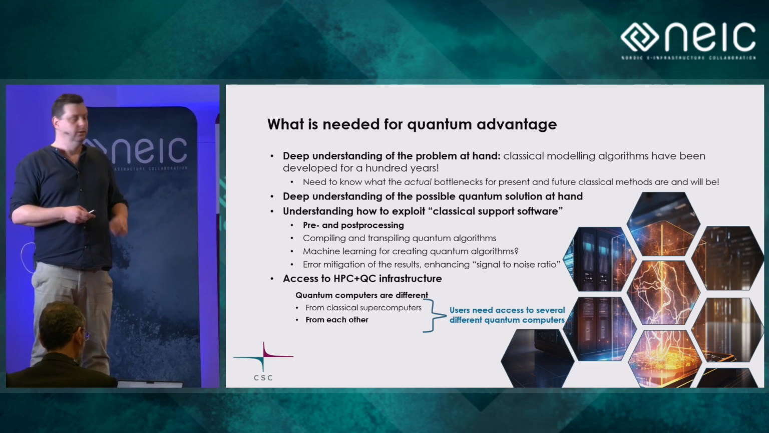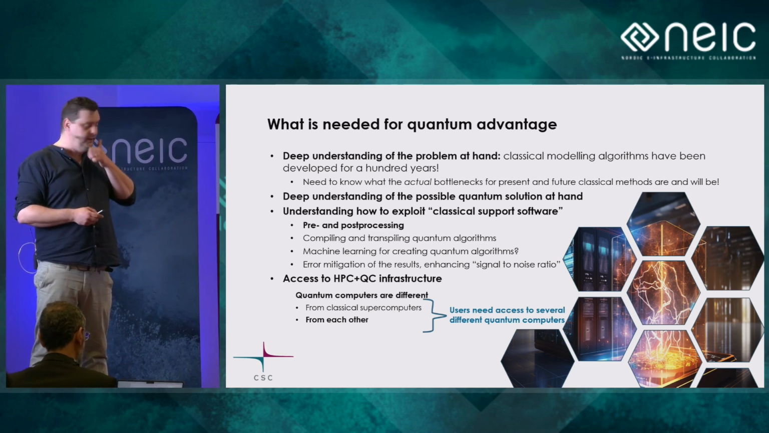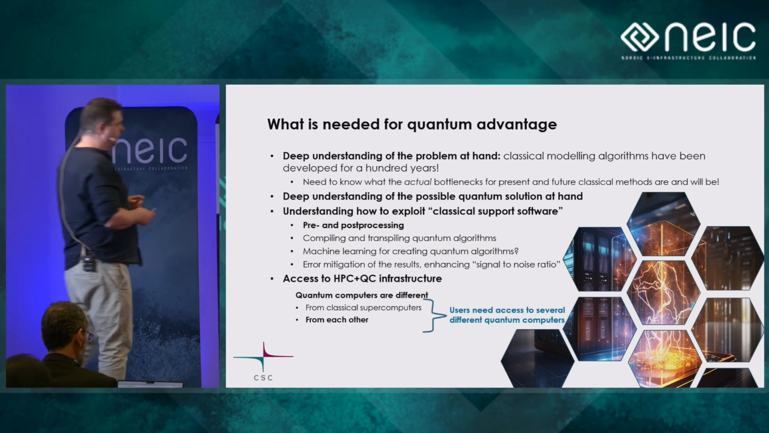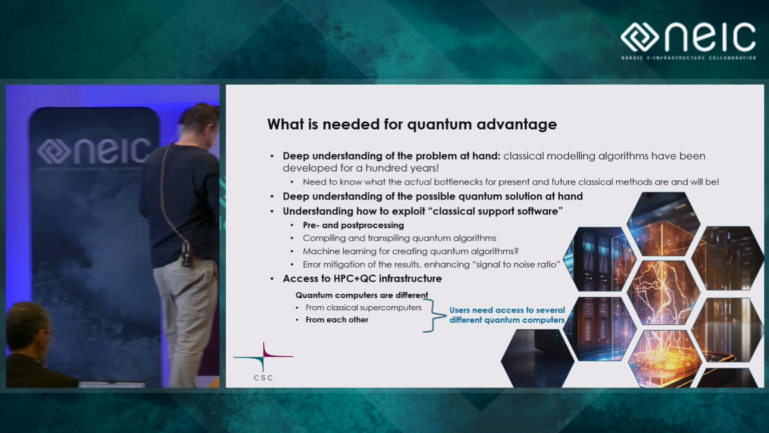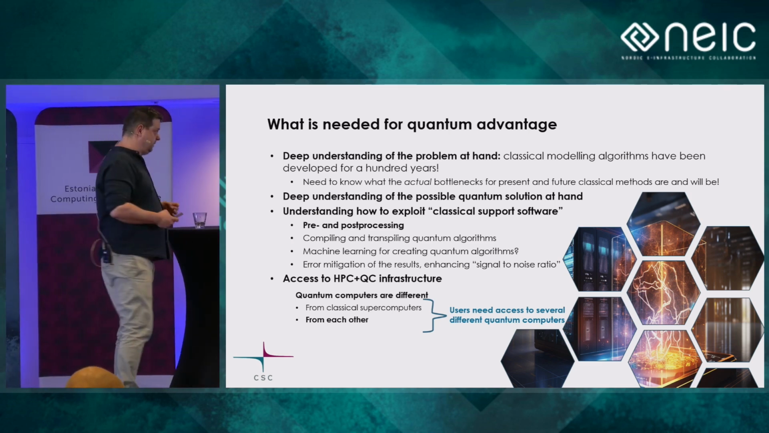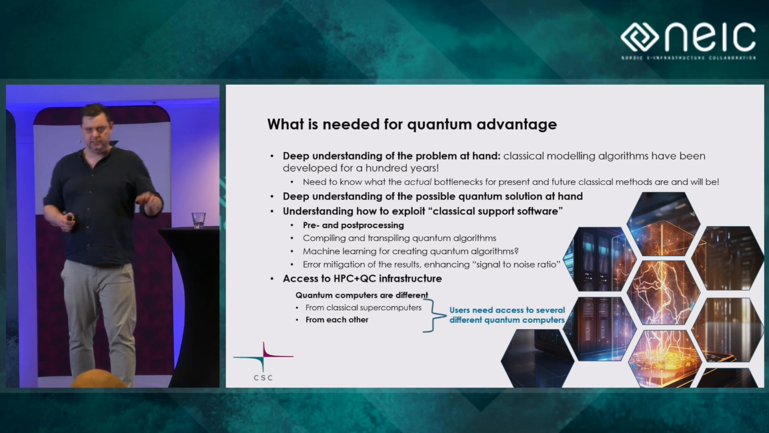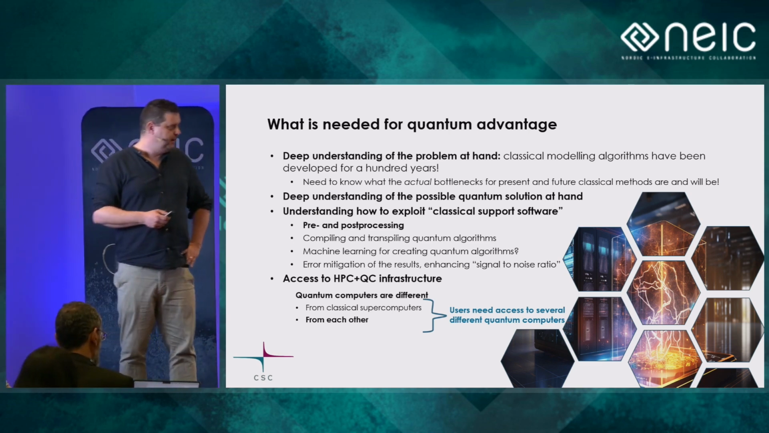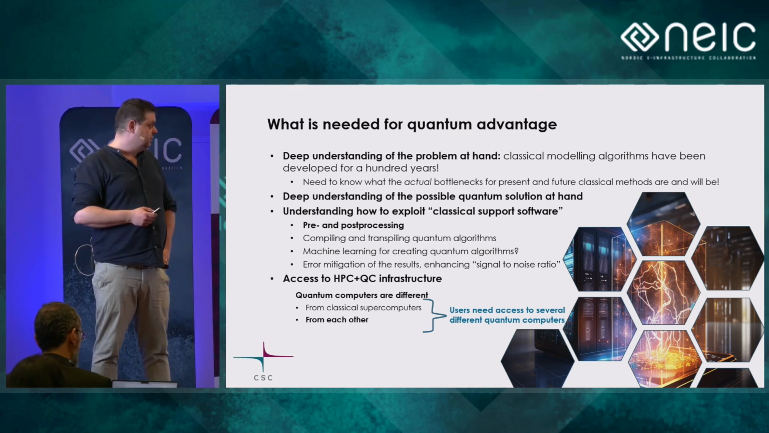So what is needed for quantum advantage, which means that the quantum computer should do something that you could not do without it? Well, one thing is that you really need a deep understanding of the problem that you're trying to solve. And here the traveling salesman problem is again good. That's something that has been studied for a long time. It's been a rather nice thought experiment, and good for mathematicians to figure out how to solve it efficiently.